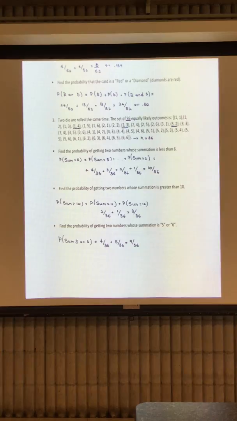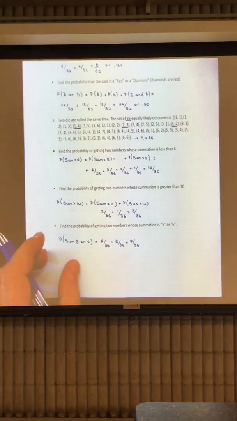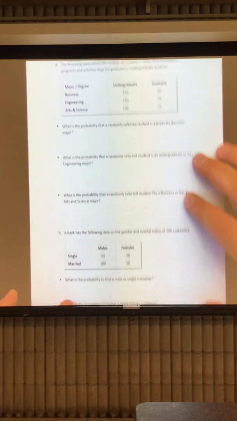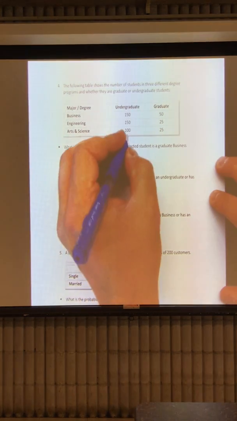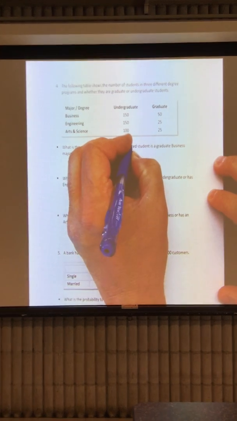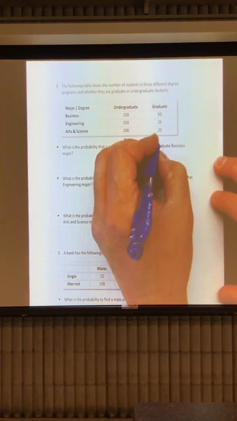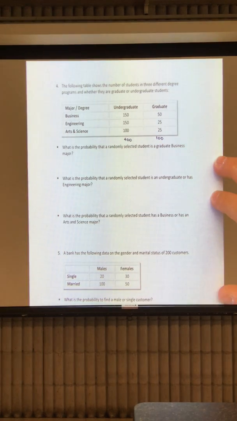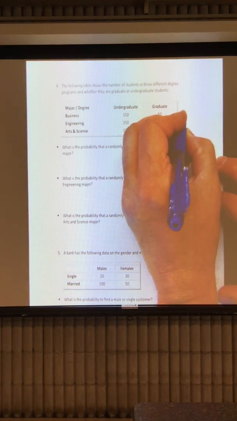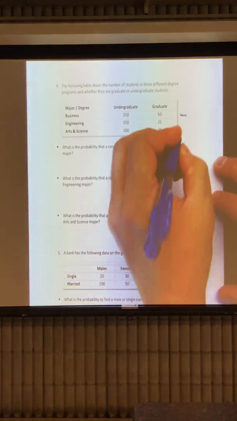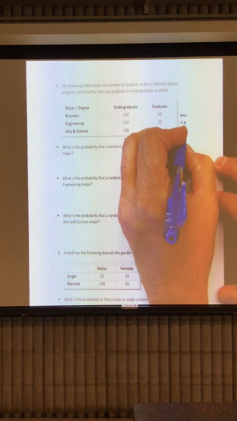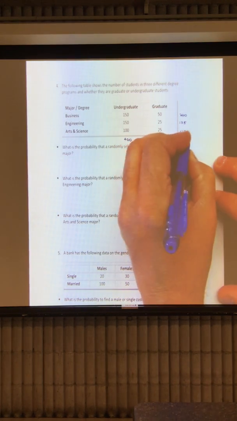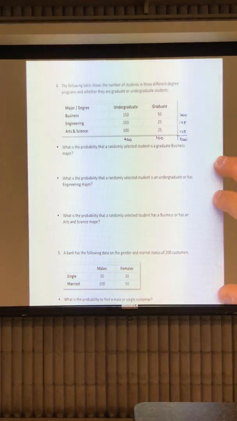So this is the problem with the dice. Let's move on now with the last two problems, which are based on the table. So let's go to problem number 4. As soon as we have a table, step 1 is to calculate the total. We have 400 undergraduate students, 100 graduate students. We have 200 business, 175 engineering, and then we have 125 arts and sciences for a total of 500.